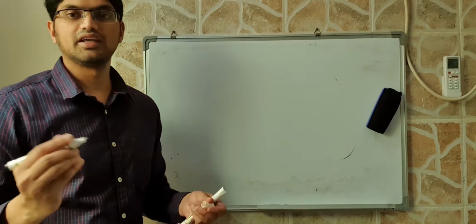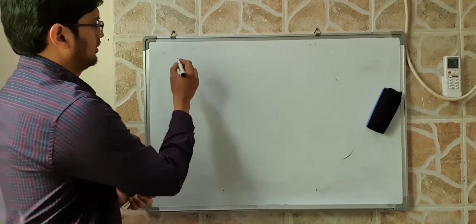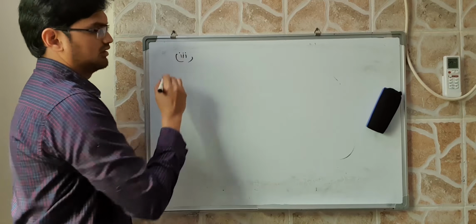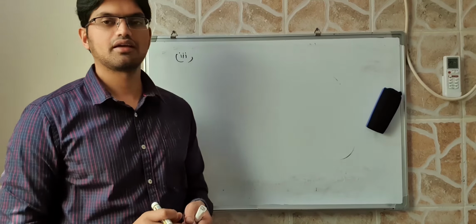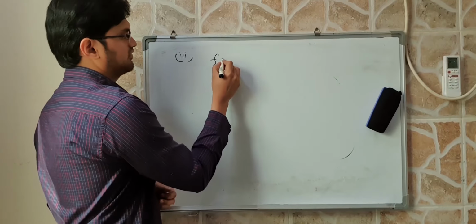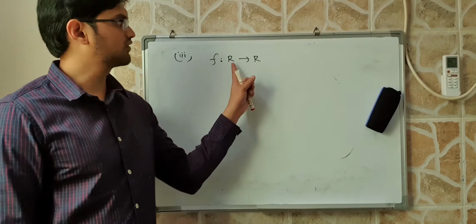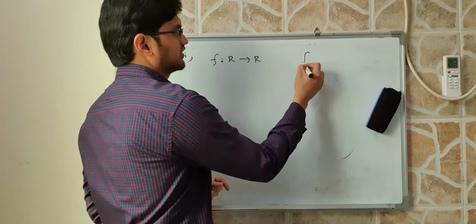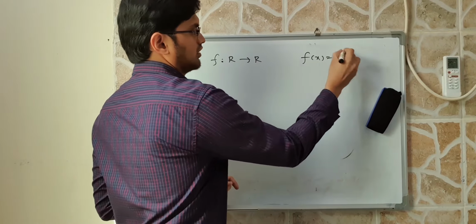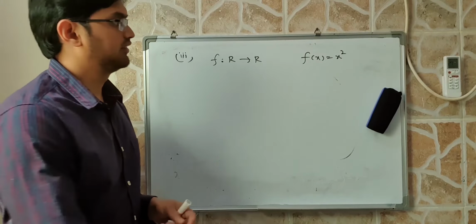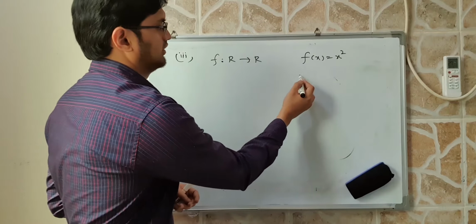The third case is a little bit interesting. So let us say I have changed now from real numbers to real numbers. Now f of x is equal to x square. See now, there are so many numbers.